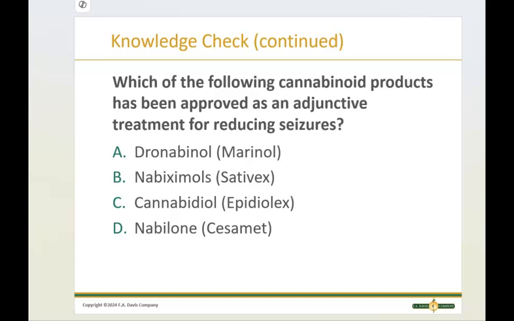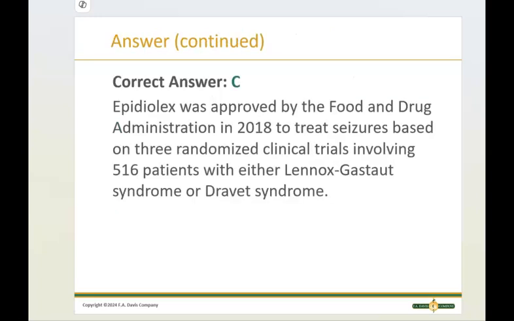Which of the following cannabinoid products has been approved as an adjunctive treatment for reducing seizures? Okay, and it is Epidiolex, which is for epilepsy, right? So with Epidiolex, the epi is how I remember that as well. Specifically, it's for Dravet or Lennox-Gastaut pediatric seizures. And this has actually been life-saving.